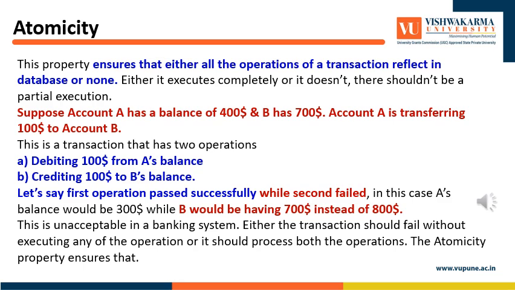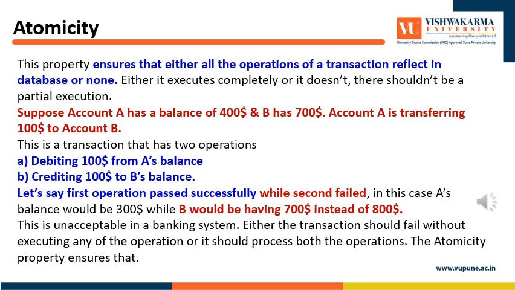Suppose account A has a balance of $400 and B has $700. Account A is transferring $100 to account B. This is a transaction that has two operations: A, debiting $100 from A's balance, and B, crediting $100 to B's balance.